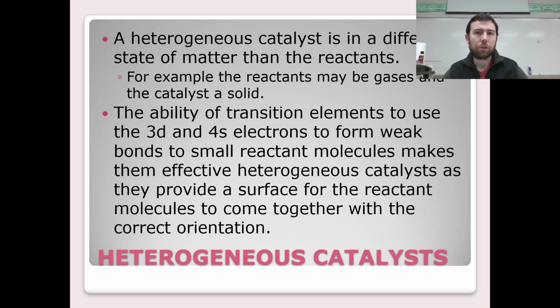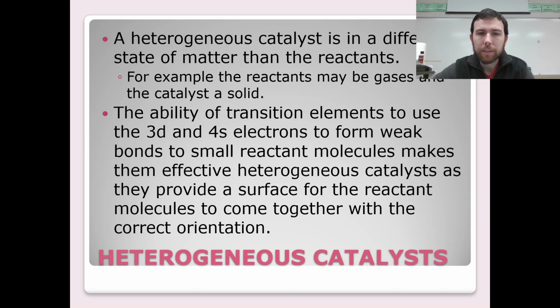And so the ability of our transition elements to use the 3d and 4s electrons to form weak bonds to small reactant molecules makes them pretty effective as heterogeneous catalysts. Because they can provide a surface for the reactant molecules to come together with the correct orientation. So think of it as the catalyst serving as a bonding site for the reactants to meet up on. They react, and then they form their new compounds, and then they come off. And so the new reactant molecules can come on, get in the proper orientation, bond, and then be removed, right? So that's how transition metals function as heterogeneous catalysts.